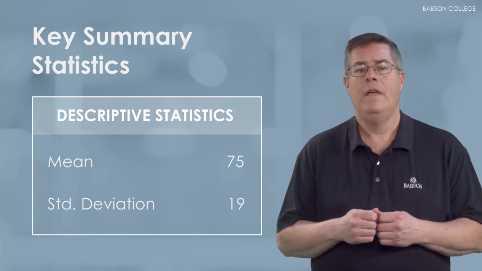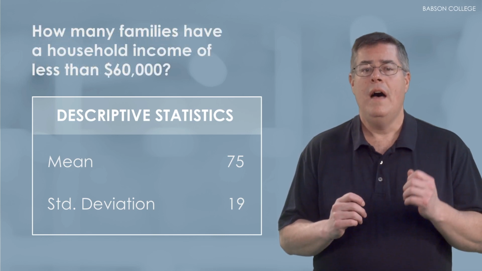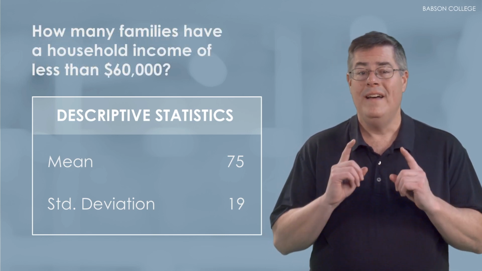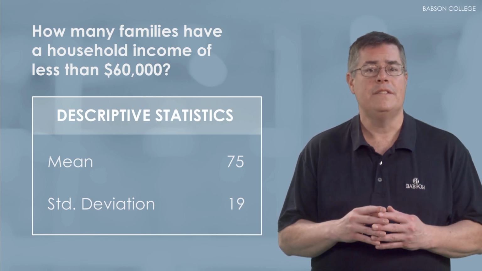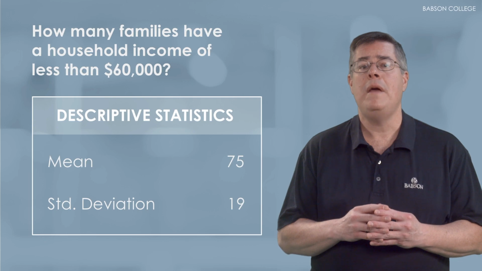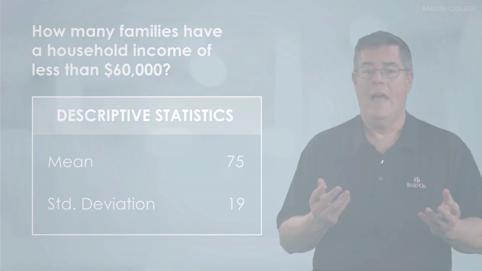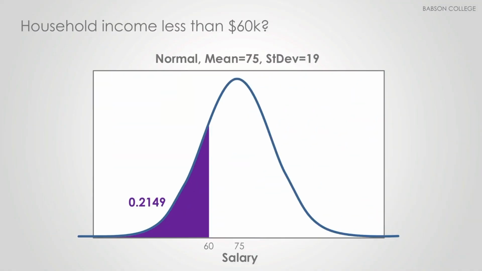My first question is to determine how many families have a household income of less than $60,000. If too many families make less than $60,000, my business idea may not work for this town. As you can see from the graph, about 21.5% of the families earn less than $60,000. That may be good news, as we can infer from the complement rule that almost 80% of the families make more than $60,000.